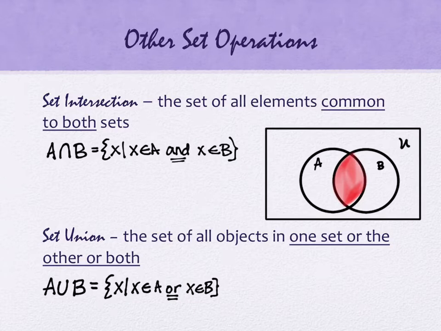So what you should notice is that I didn't write down or both. In mathematics, unless specified otherwise, or means either or both. It's called an inclusive or. It includes all possibilities instead of excluding the possibility of both being true.